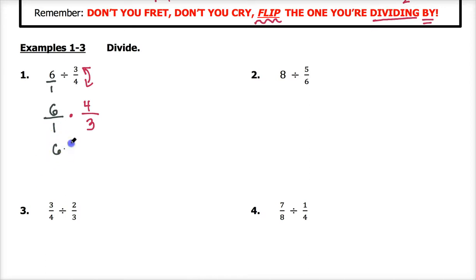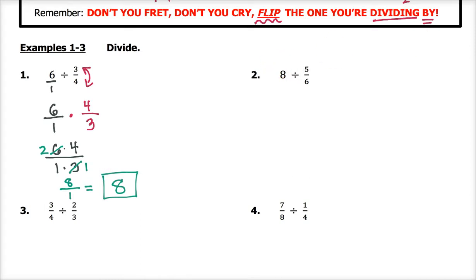So we multiply our numerators together, 6 times 4, and our denominators 1 times 3, and we see that we can cancel our 6 and our 3 here by dividing by 3. This becomes a 2 and a 1. So we get 2 times 4, which is 8, over 1 times 1, which is 1. 8 over 1 is equal to 8.